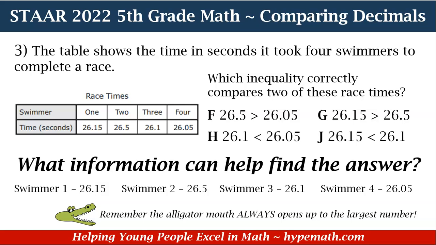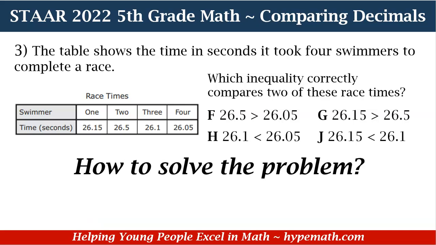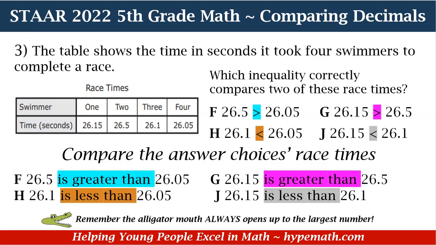Okay, so we wrote down the swimmers and their times, and also, again, a friendly reminder, the alligator mouth always opens up to the largest number. Now we are going to see how we can solve the problem. Well, in order for us to solve the problem, we need to understand what the inequality signs are saying.